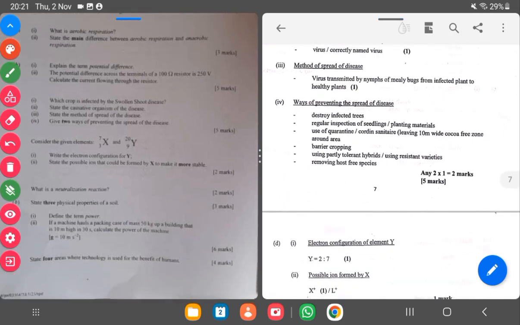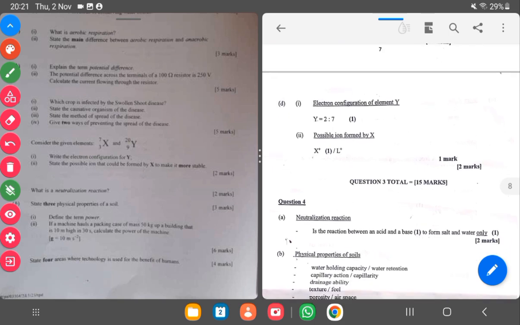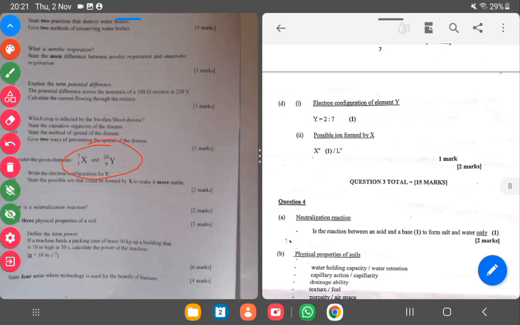So the next question has to do with chemical elements, and this is also a popular topic I always mention. I always stress topics like this. You have been given these symbols X and Y. With the X, you have three here, which I'm thinking is lithium, and the nine here, looking at fluorine. So you are asked to state the electron configuration for Y, and Y is fluorine.